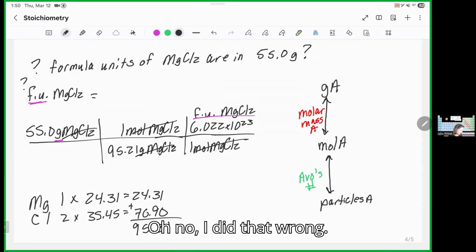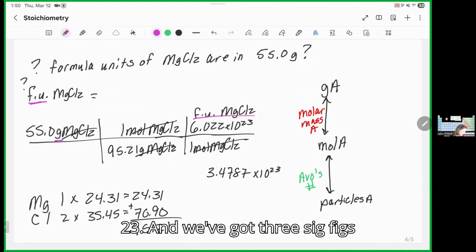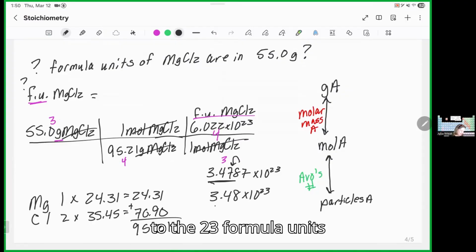Oh, no, I did that wrong. And I get 3.4787 and some numbers times 10 to the 23. We've got 3 sig figs here, 4 here, and 4 here. So we're going to go with 3 in our answer. So 3.4, that 8 rounds the 7 up. 3.48 times 10 to the 23 formula units of magnesium chloride.